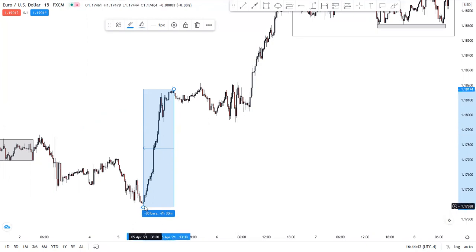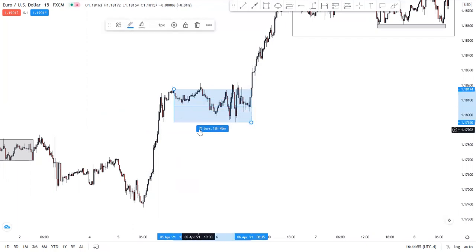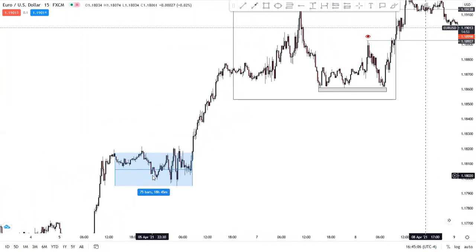Now, for the purpose of analysis, let's see how many hours this took. 75 bars, 18 hours. That should tell you something. We had 30 plus bars here and 7 hours here. So this keeps telling you this is what we're looking at. We're still in a bullish marketplace.